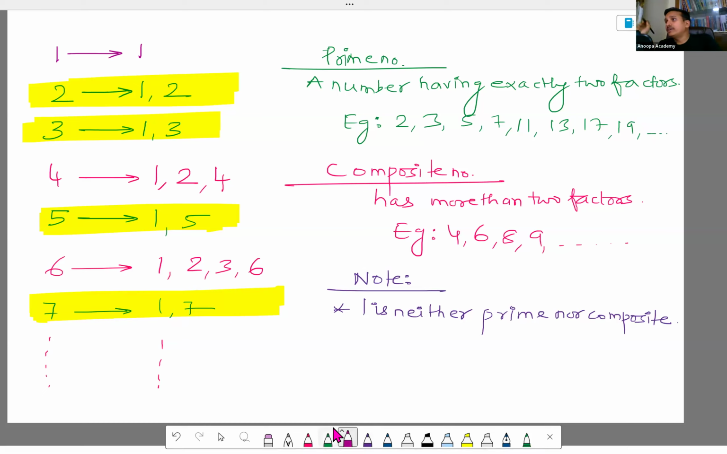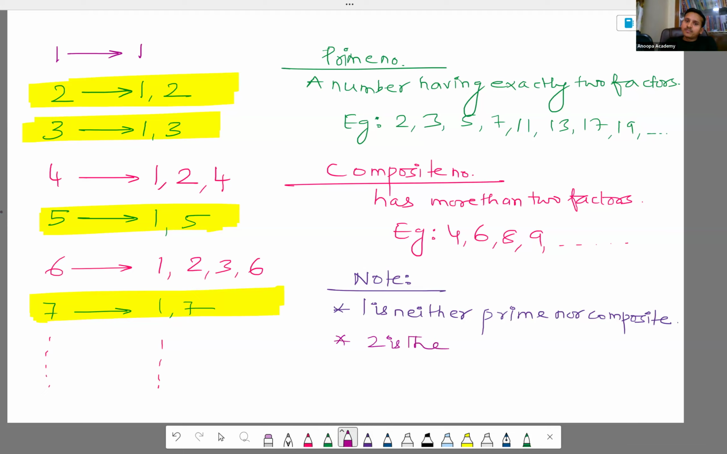Can you all tell me which is the smallest prime number in the chat box? Which is the smallest prime number? 2. All of you tell me in the chat box. It is 2. See, if you go one by one in order, 2 is having exactly two factors, so that is the first prime. So I'll write here: 2 is the smallest prime number. Can you all tell me which is the smallest composite number in the chat, okay?